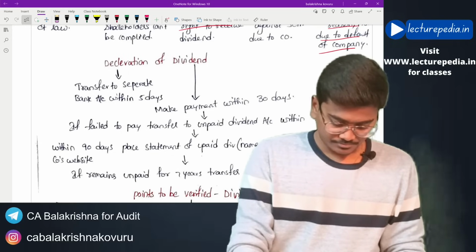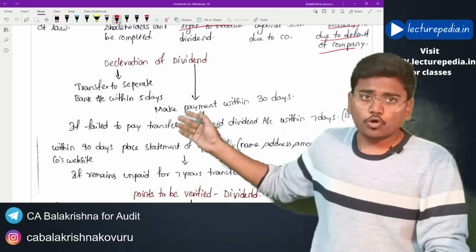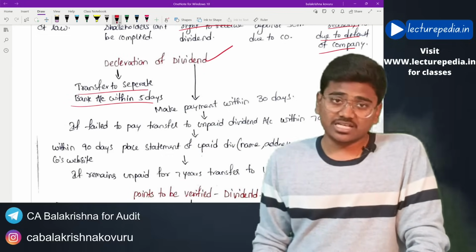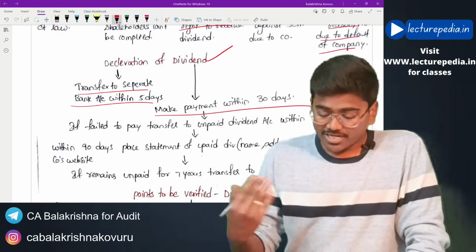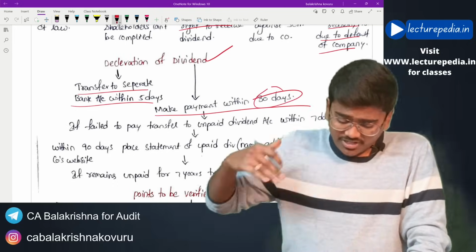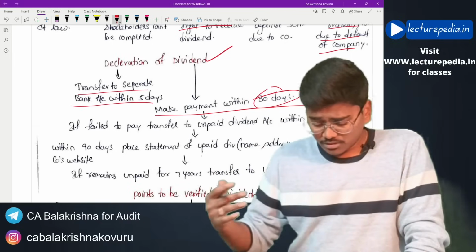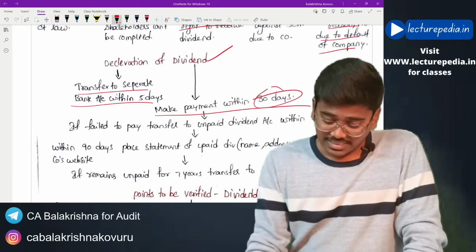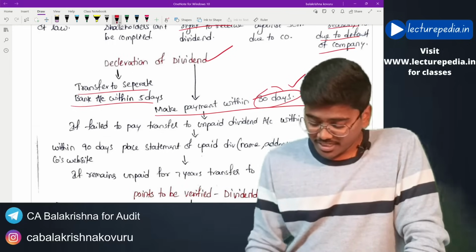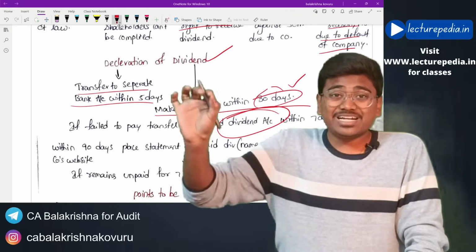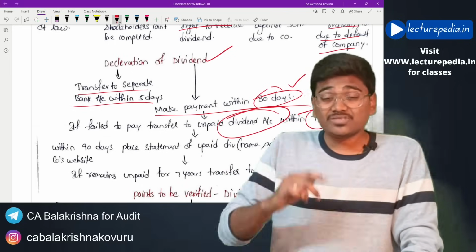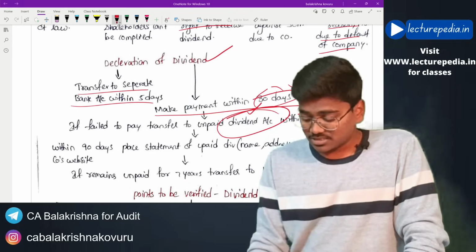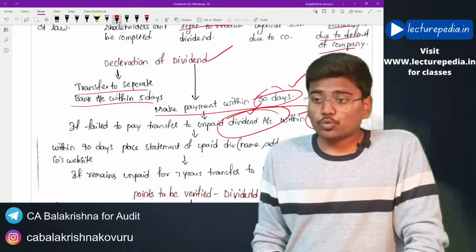Next, this is the flow of dividend. Once a dividend has been declared, it has to be transferred to a separate bank account within 5 days, and it has to be paid to the shareholders within 30 days. If the company fails to pay the dividend within 30 days, then it has to transfer that unpaid dividend to the unpaid dividend account within 7 days. If it delays in transferring the amount to this unpaid dividend account within 7 days, then it has to pay an interest of 12% per annum.